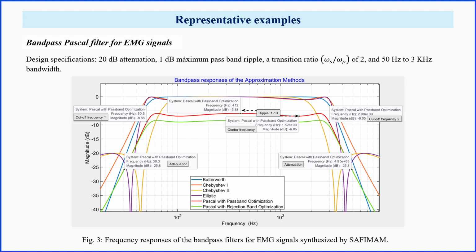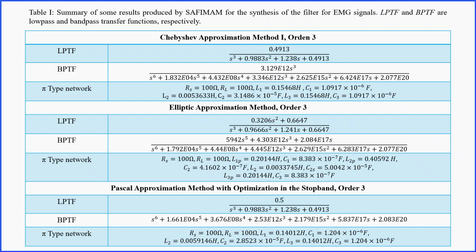With these specifications and a transition ratio of 2, SAFIMAM generates results in which Chebyshev Type 1, elliptic, and Pascal filters optimized for the stopband exhibit similar responses with a third-order filter structure. The results are summarized in Table 1 and depicted in Figure 3.